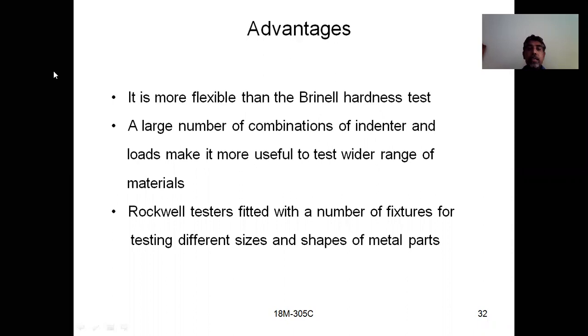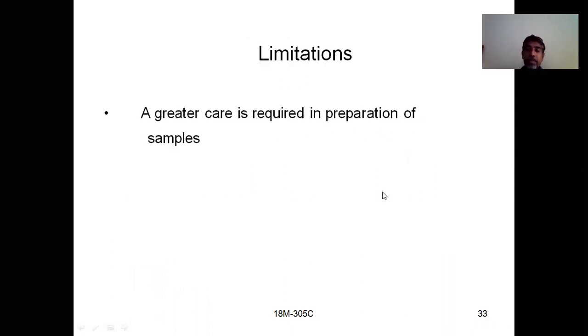What are the advantages? It is more flexible than the Brinell hardness test, and a large number of combinations of indenters we can have, and it is useful to test a wide range of materials. So we can test a wide range of materials because we are using steel indenter as well as diamond indenter. And Rockwell testers are fitted with a number of fixtures for testing different sizes and shapes. So the Rockwell tester is widely used because it has advantages compared to other methods.